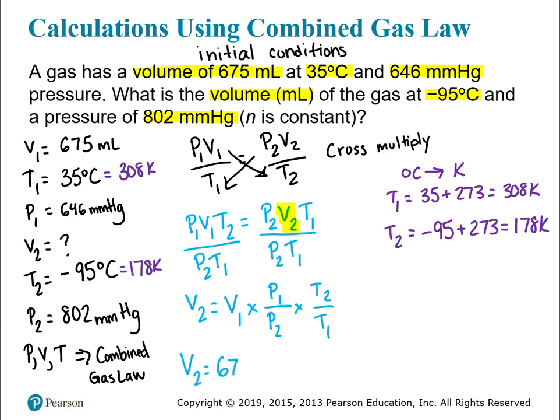V1, 675 milliliters. P1, 646 millimeters of mercury. P2, 802 millimeters of mercury. Now we've got the temperatures. T2, 178 Kelvin. T1, 308 Kelvin.